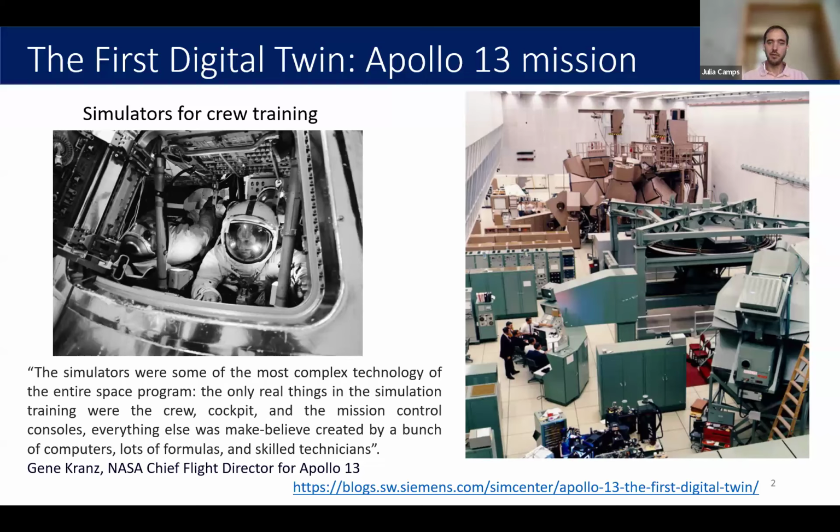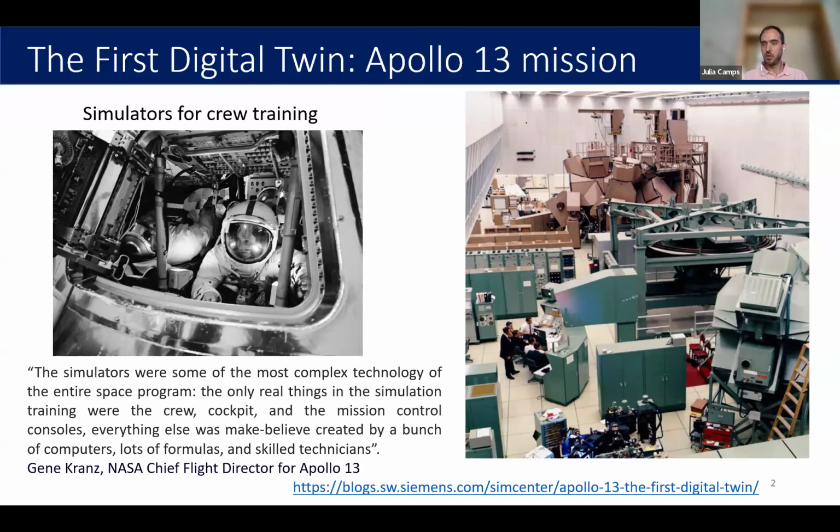mission. So here you have on the left-hand side a picture of the crew in the training module, so inside the simulator. On the right-hand side, you can see the simulators from the outside. So this is the equipment that the space crew were using for the training exercises. And I have put here a quote from the NASA chief flight director for this mission at that time, which says, the simulators were some of the most complex technology of the entire space program, right? Just to give you a sense of how much complexity and how much work had gone into it.